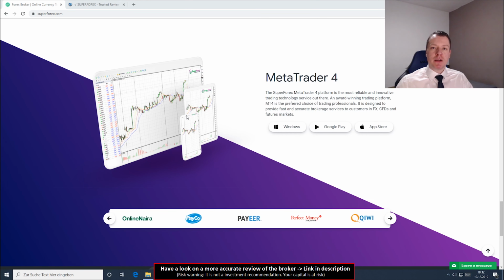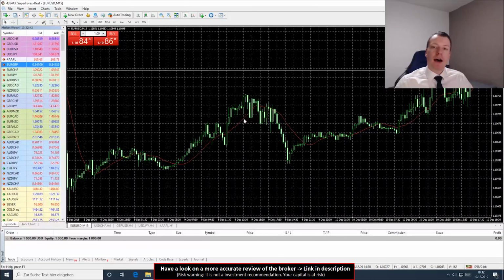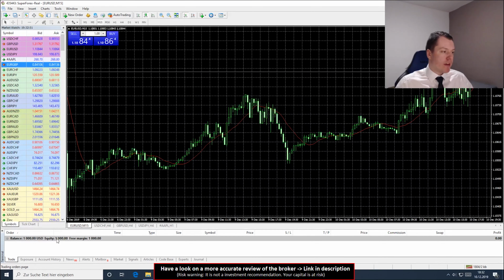You only need one account for your trading portfolio, so you can log in on the computer and you can log in with the same login details on your smartphone and manage the portfolio. So let's have a look at the MetaTrader 4. I installed the MetaTrader 4. My account is ready. You see here my account balance of $1,000. I deposited here with credit card.